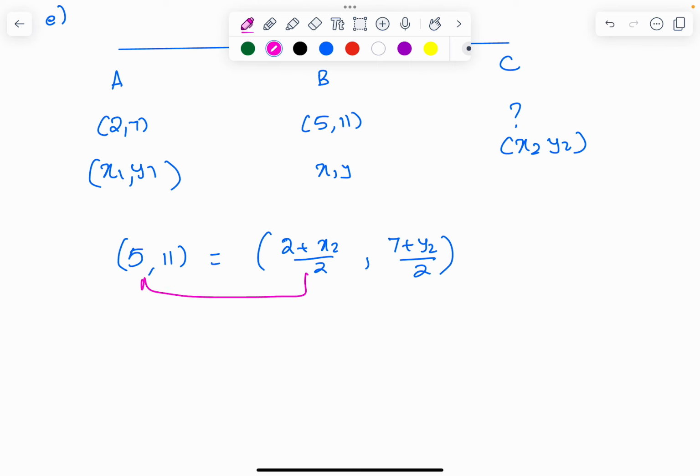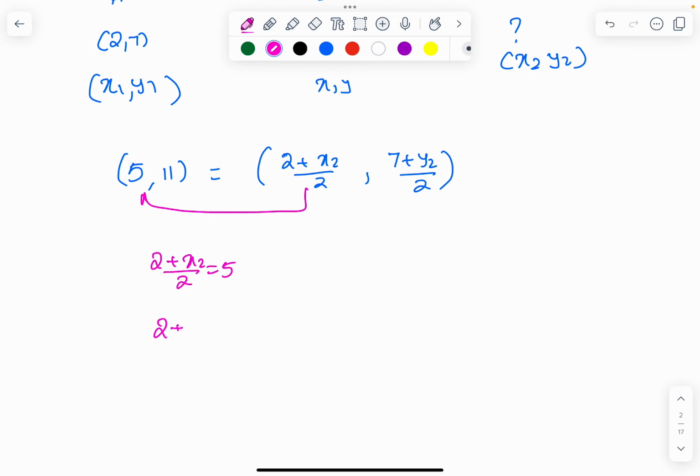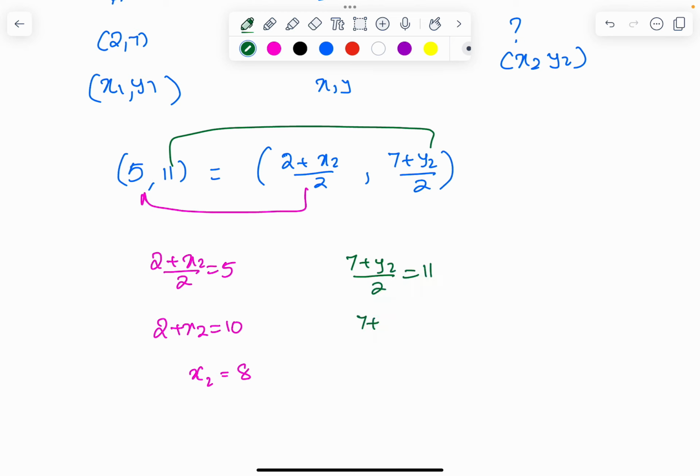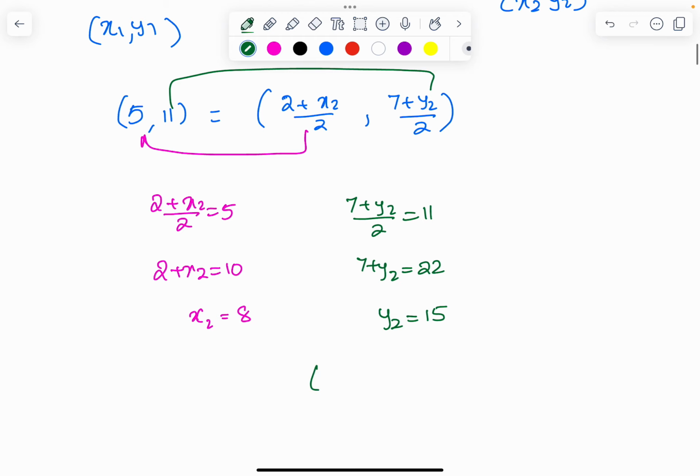Now equate this. 2 plus x2 by 2 equals 5. 2 plus x2 equals 10. x2 equals 8. Similarly, 7 plus y2 by 2 equals 11. 7 plus y2 equals 22. y2 equals 15. So what is point C? C is going to be (8, 15).